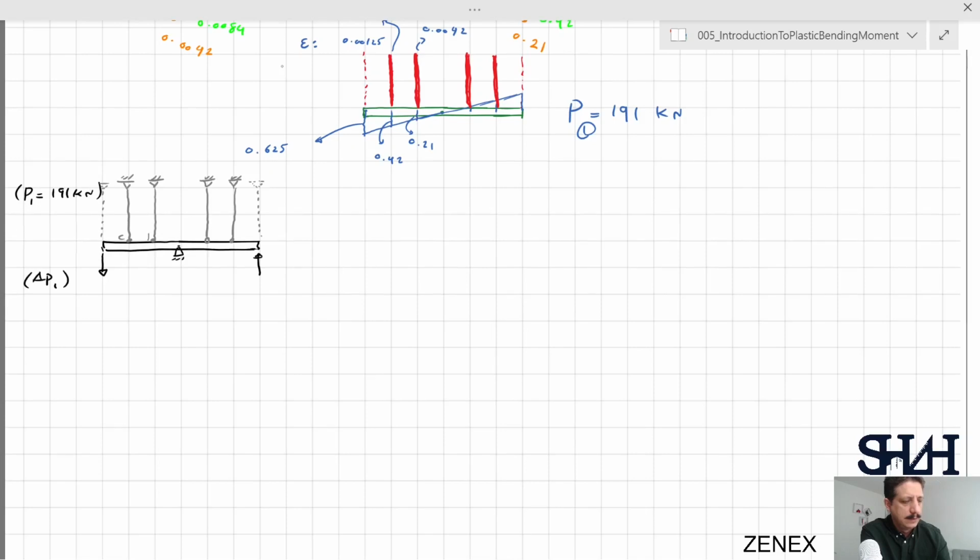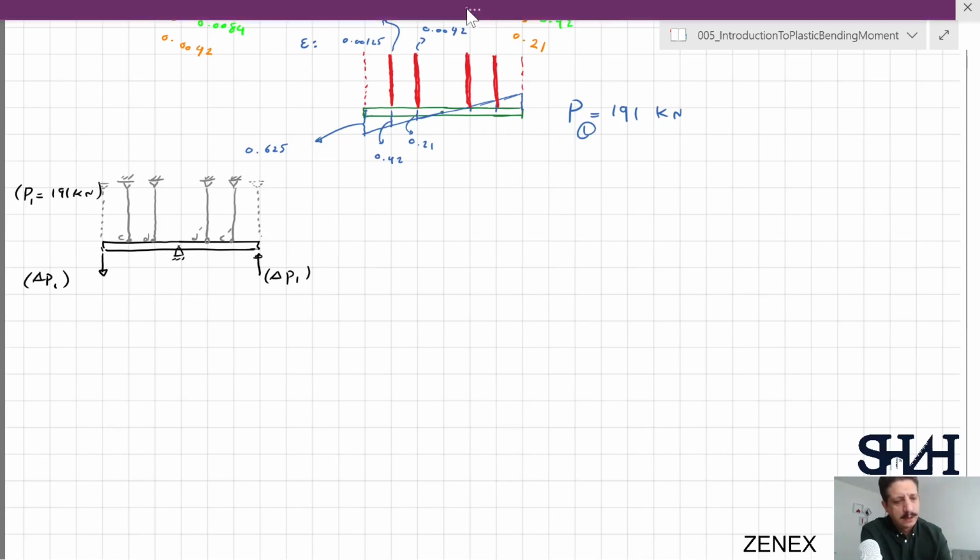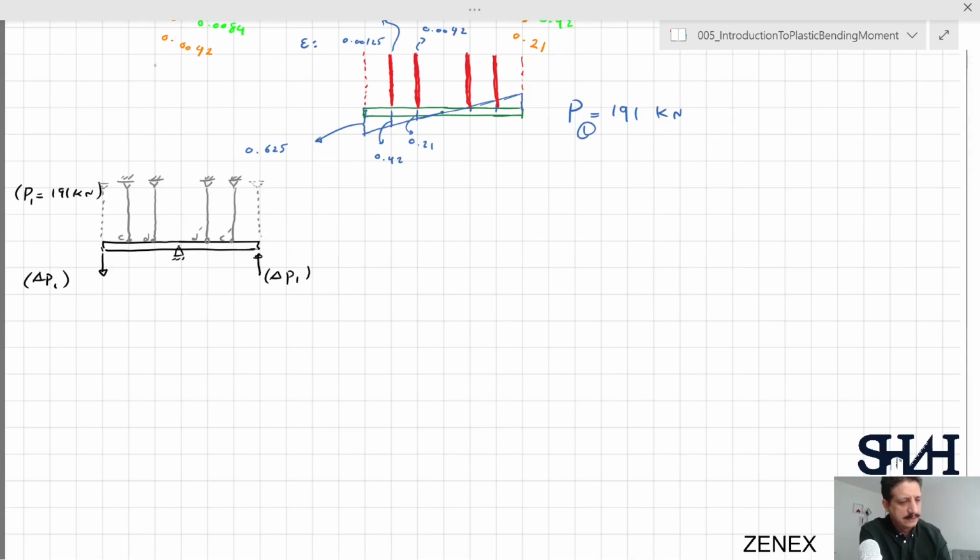C, D, D prime, C prime. So here we are going to calculate what is the delta P1 if we can increase the load. It should not be forgotten that now C, D, C prime, D prime are pre-stressed. Already we have some part of load in their cross section. So let's write down what is the force at C.